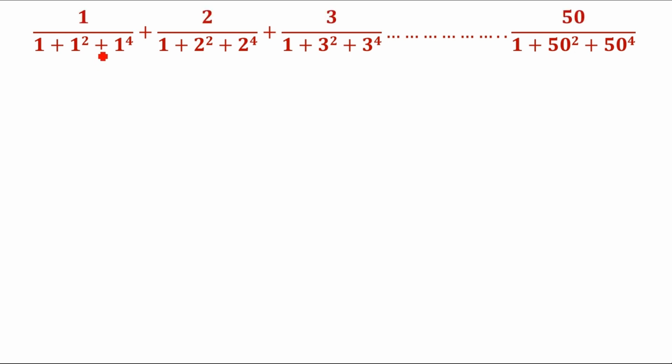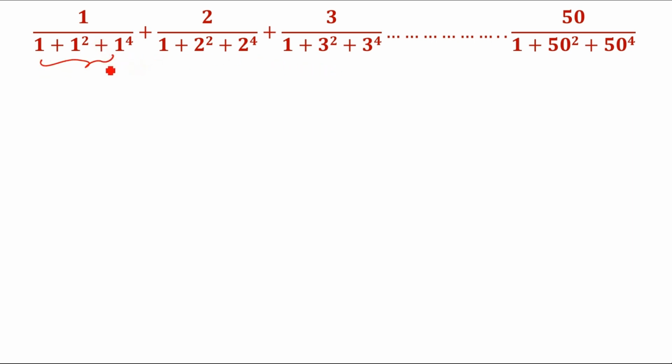If you observe this series, you can notice that first we need to find the nth term, any term, okay? Just replacing 1, 2, 3, 4, 5, we'll get the corresponding terms. For example, this is the first term, this is the second term, this is the third term.